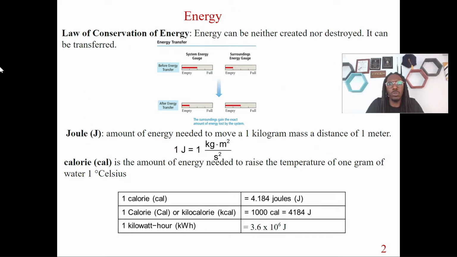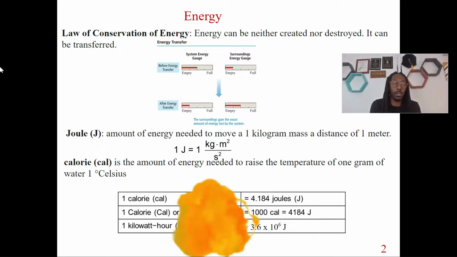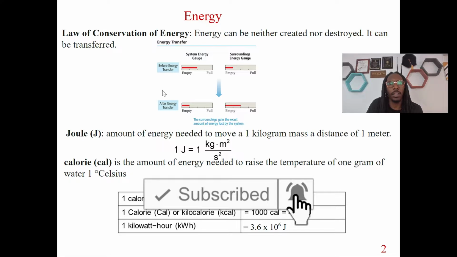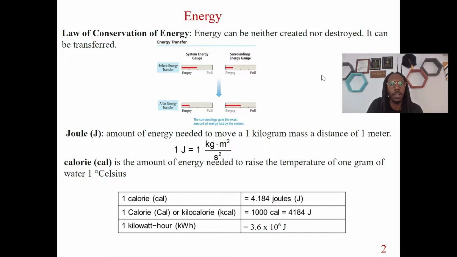So a huge law in thermodynamics is the law of conservation of energy. This is a law that you guys have probably heard before, but let's define it. Energy can neither be created nor destroyed. So in a sense, energy can only be transferred. In this case, energy is constant. We're not going to get energy coming out of nowhere. It came from somewhere.